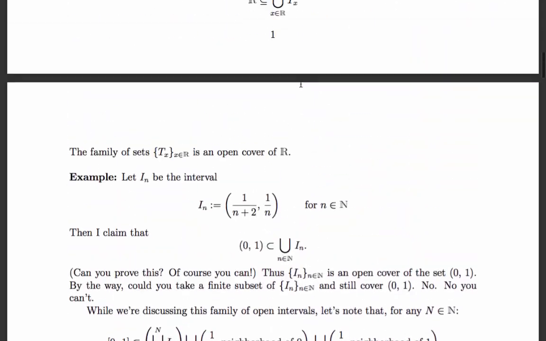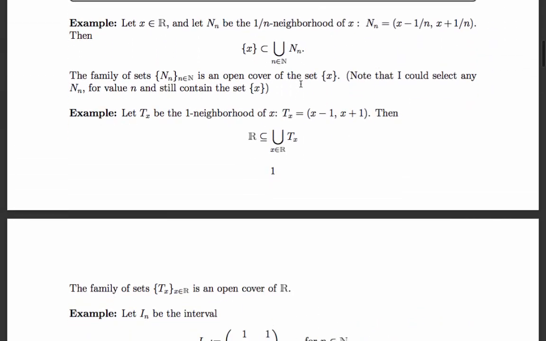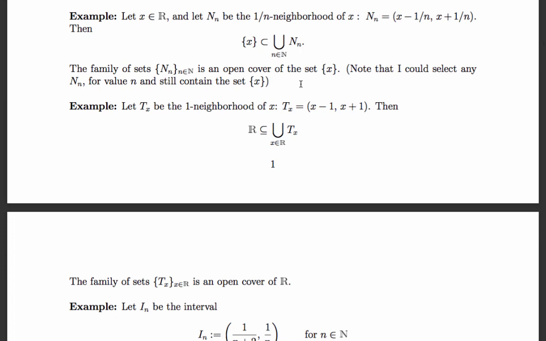So as an example, let's go back to our first example of an open cover, right? N little n, right? The 1 over n neighborhood of X is an open cover of the set of X. But there's a finite subcover because I could pick just one open set of this family. And because that one open set in the family is a neighborhood of X, it also contains X. So that would be an example of a finite subcover.